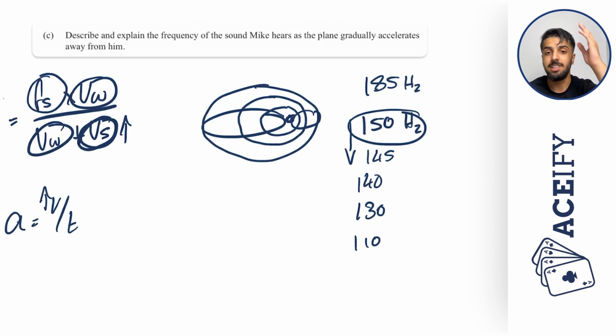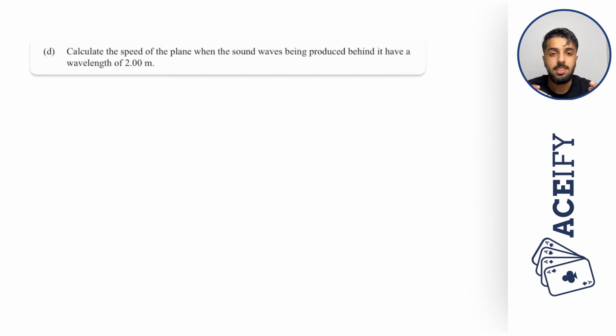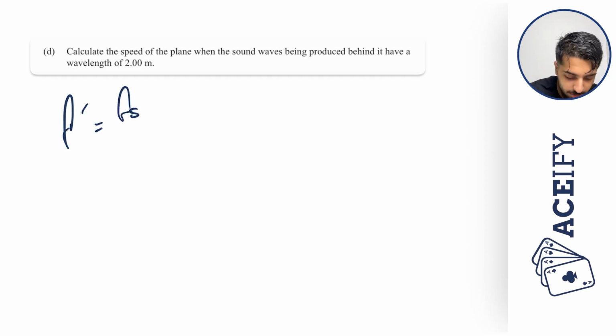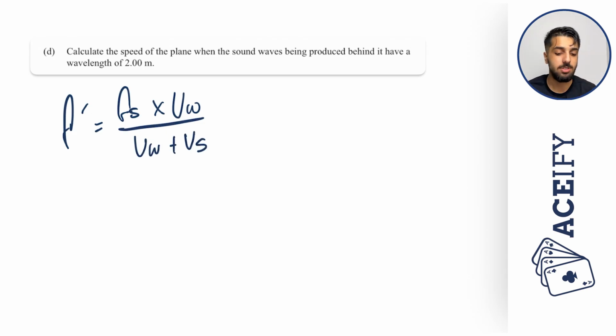And you need to explain that in words. Calculate the speed of the plane when the sound waves being produced behind it have a wavelength of 2 meters. Okay, so we know our Doppler equation, frequency of the source times the velocity of the wave all over velocity of the wave plus velocity of the source, because in this scenario the plane is moving away from us.